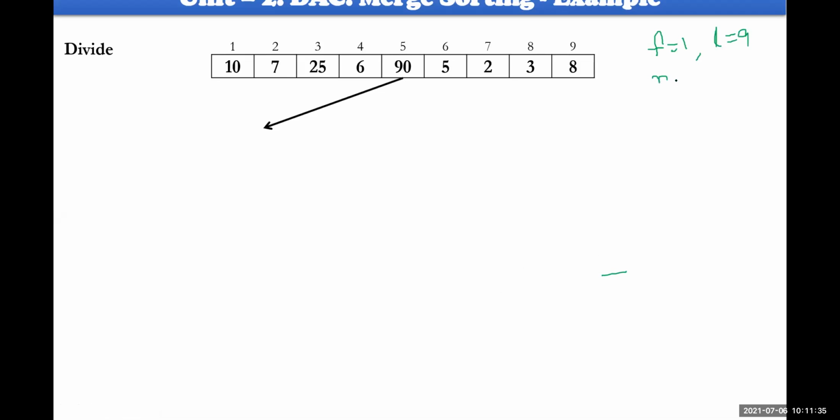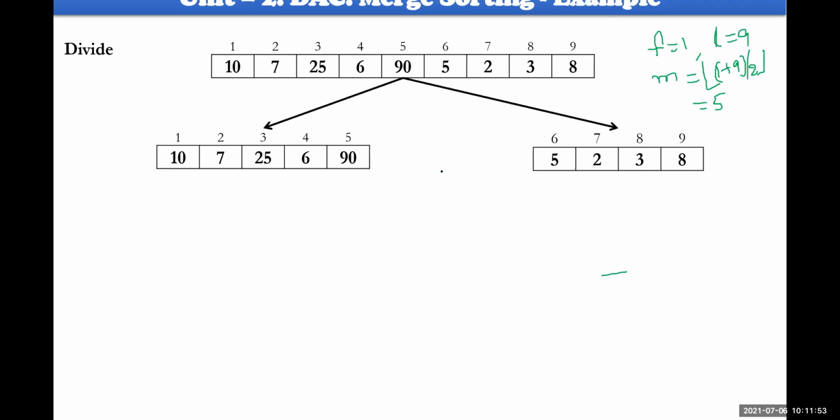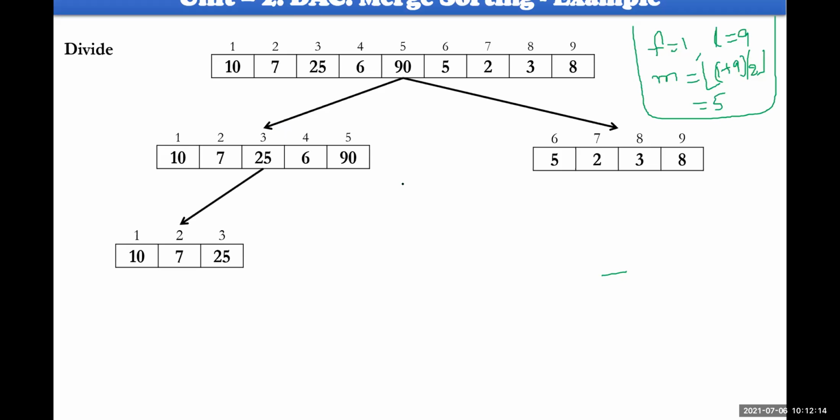Therefore, the mid value will be equal to the floor of (1 plus 9) divided by 2, that would be the floor of 5. So 1 to 5 will be one sublist, 6 to 9 will be another sublist. In this way, it is going to generate it. Then here 1 to 5. Let us not write this equation a number of times, because you are very well versed in identifying mid for each sublist. 1 plus 5, that is 6 by 2, that is 3. 1 to 3 will be one sublist, and 4 to 5 is another sublist.